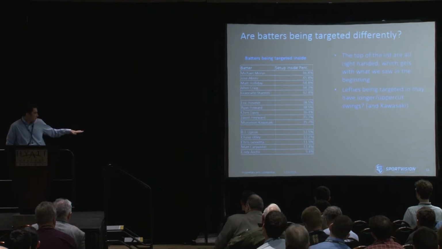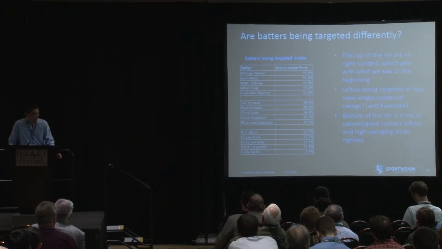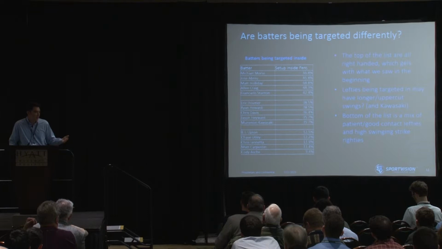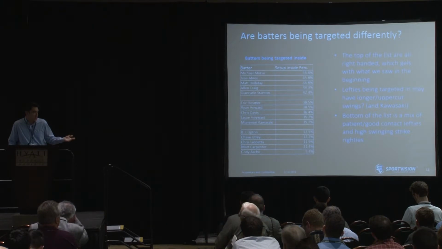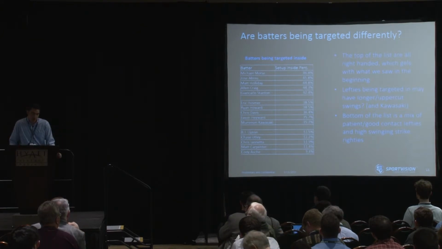And then the bottom of the list, we have the guys who are being targeted inside the least. And I think that's kind of an interesting group of batters, too. You have a couple of lefties in Utley and Carpenter who are very good contact lefties, very patient lefties. So I think pitchers are just throwing away because they're going to take those pitches most of the time, and so hopefully they can get a couple strikes there. And then a couple of more heavy swing and miss righties. So again, they're probably just throwing balls away just because it's safer.